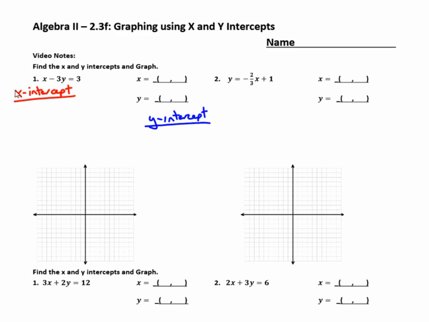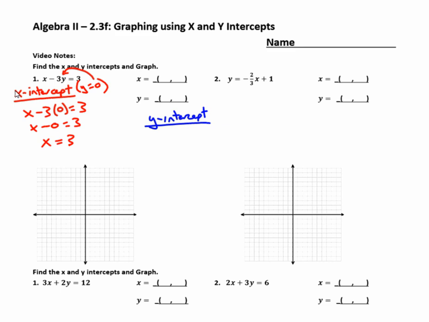For the x-intercept, we just talked about that the y value is always equal to 0. So let's substitute that in for y. So I'm going to have x minus 3 times 0 equals 3. That's x minus 0 equals 3. Well, x minus 0 is kind of redundant, so we get just x is equal to 3.